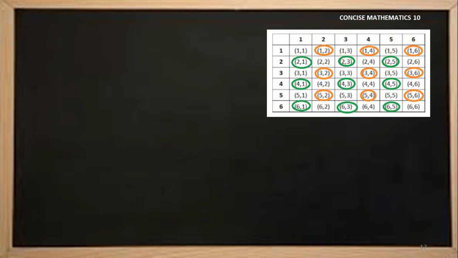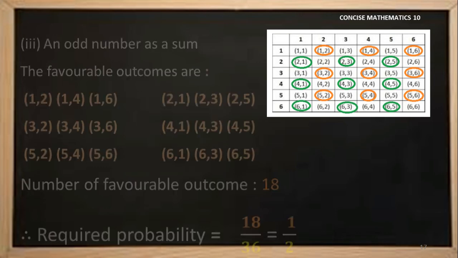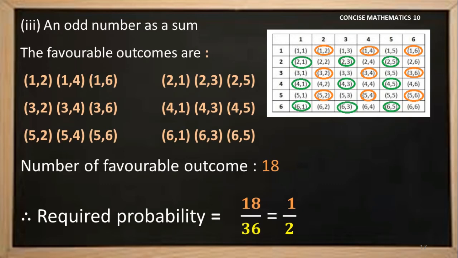Like this, add the values on both the dice. If the sum is equal to an odd number, then consider it for the favorable outcomes. If not, neglect it. So, if you list out all the favorable outcomes, it is equal to 18 and the probability is equal to 18 by 36, which is equal to 1 by 2.